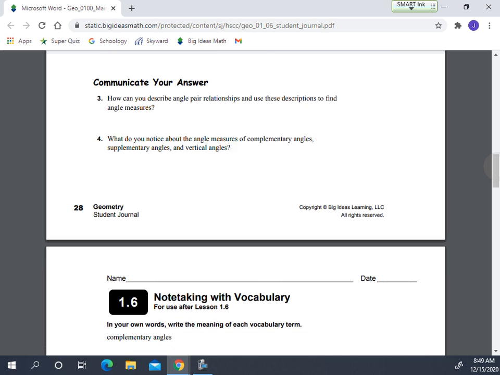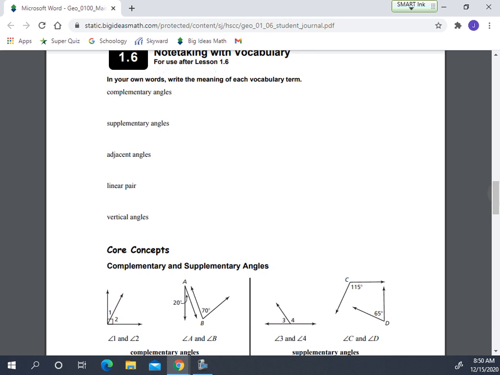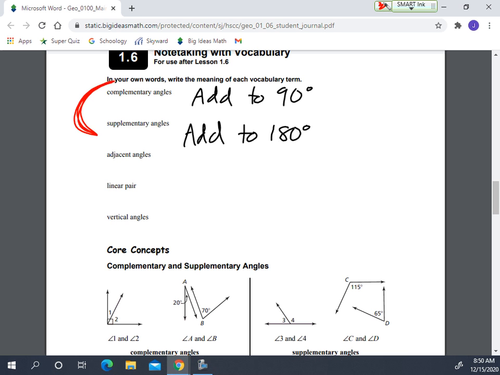Moving on. Number 4, what do you notice about the angle measures of complementary angles, supplementary angles, and vertical angles? We don't know those definitions yet. We're going to get into that right now. Complementary angles are angles that add to 90 degrees. This is a very important definition. Make sure you get these definitions down. Supplementary angles add to 180 degrees. These two definitions are very important. We will be using these in the future.